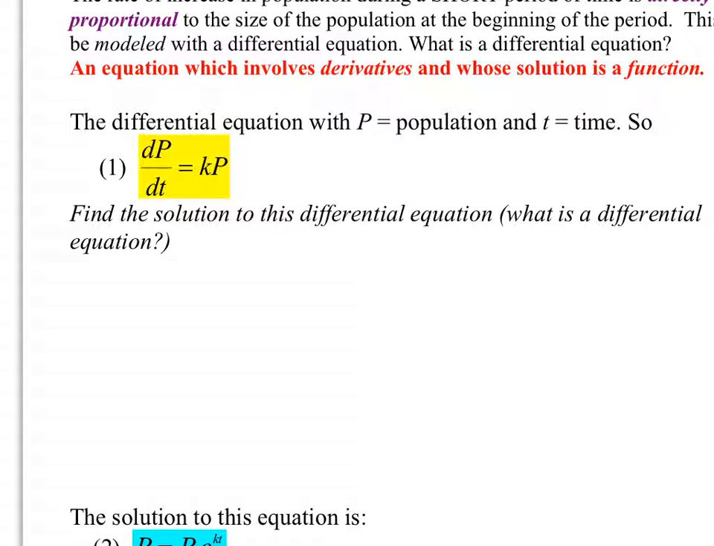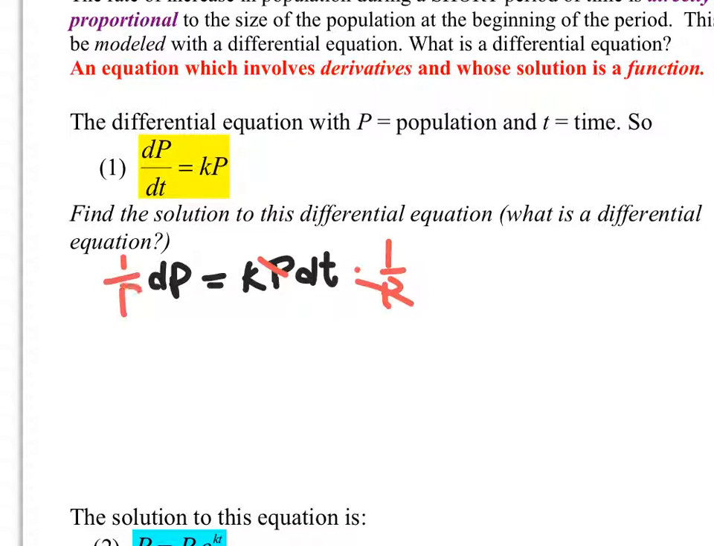Alright, so here we go. We've got dp dt equals kp times dt, right? Now the next thing that I would do is I get that p on the same side as the dp, so I'd divide both sides by p or multiply by 1 over p. That would cancel them here and bring it on over here. So I get 1 over p dp is equal to k times dt. So I've separated, now I'm going to integrate.